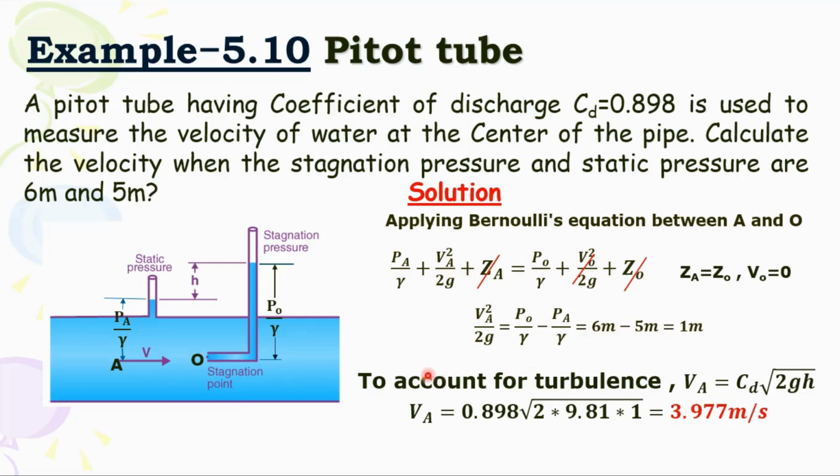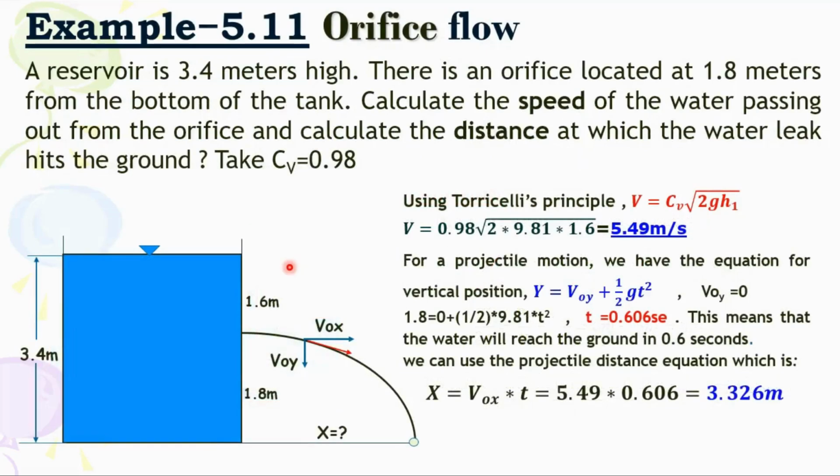So rearrange this equation. To account for turbulence, we will introduce the coefficient of discharge, so C_d square root of 2gh. So 2g here, you have h, this one, 2gh. So 1 meter is just the velocity head at this point A. Then you can calculate the velocity. The velocity at the center of the pipe will be 3.977 meters per second. I think this is very simple.